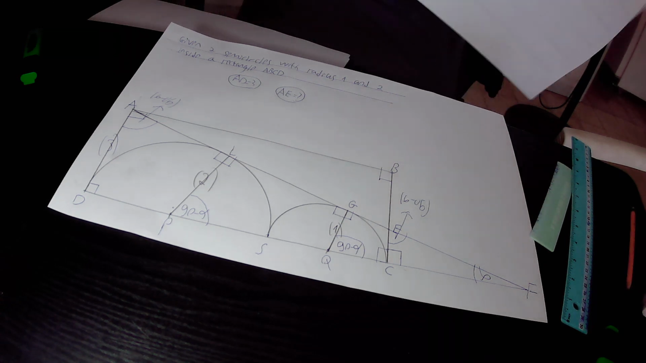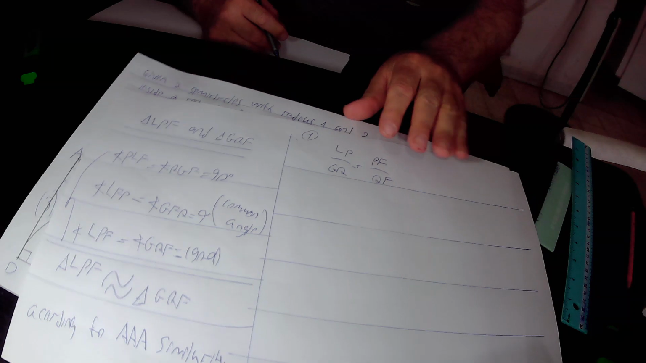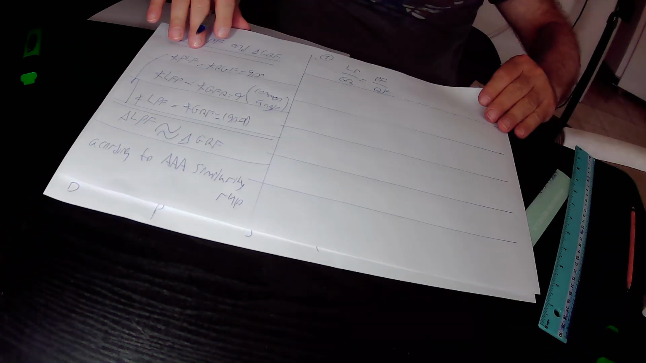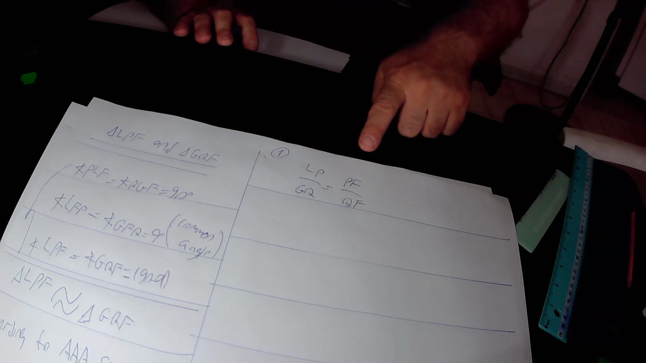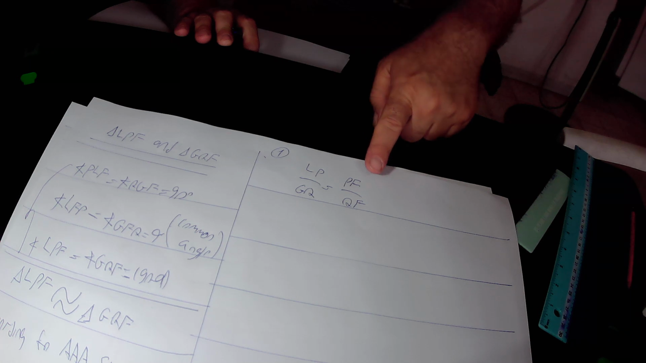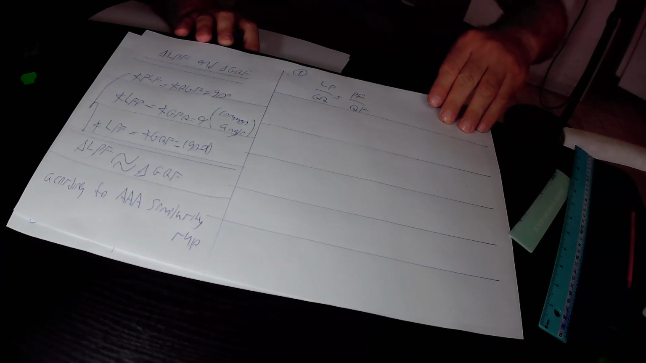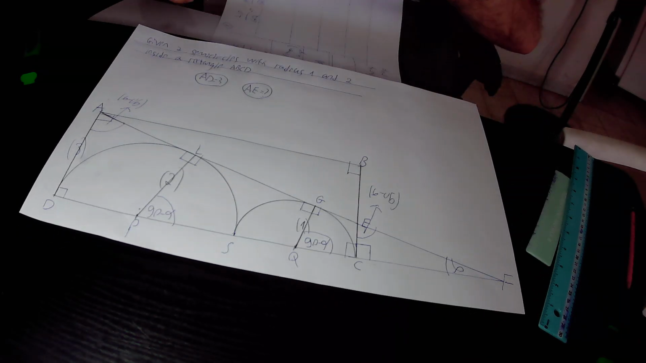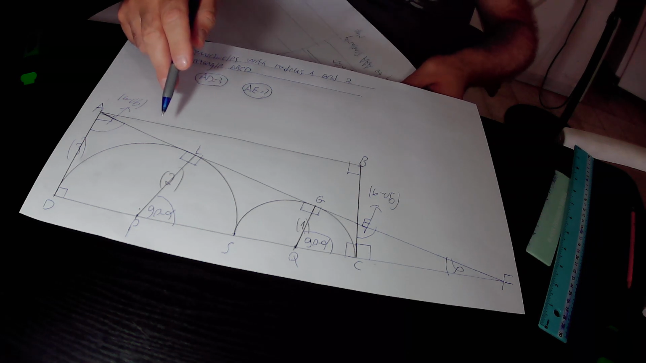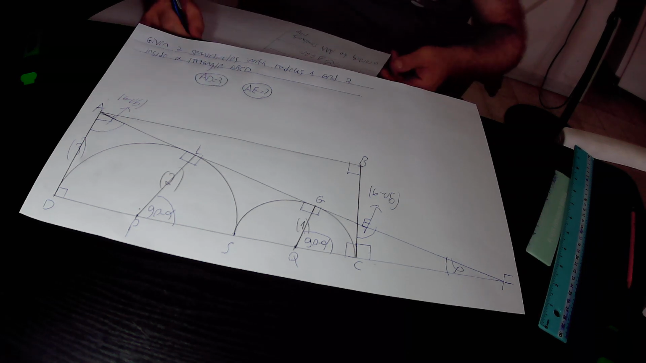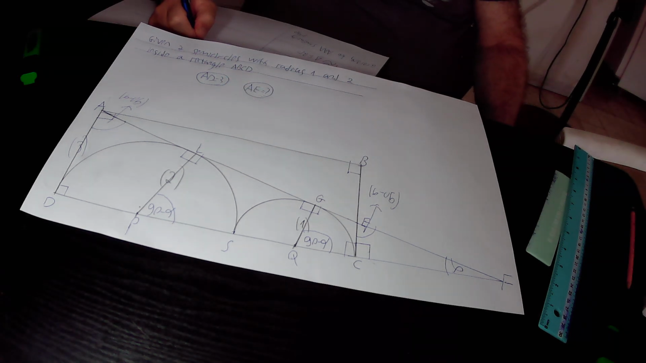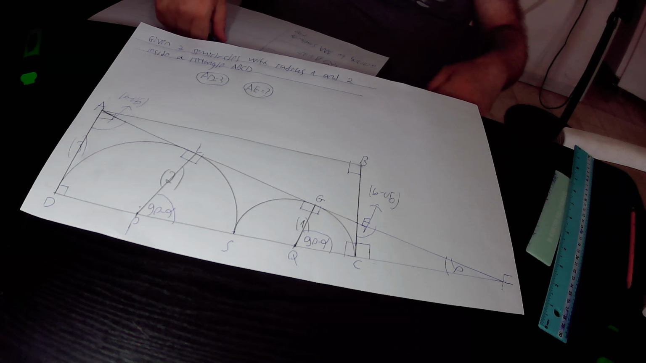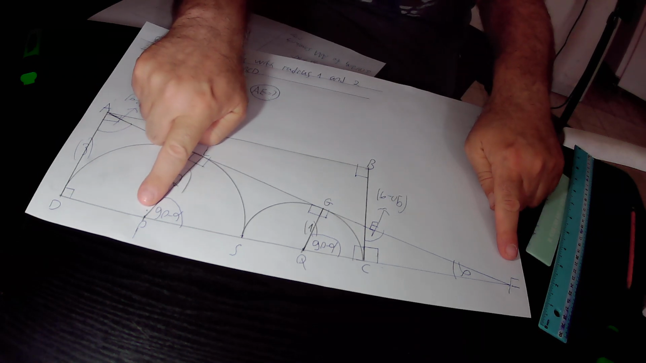So, repeat again. We divide that side LP in the big triangle over side GQ in the small triangle equals side PF in the big triangle over side QF in the small triangle. LP is the radius of the big semicircle, that is equal to 2 units in length, over GQ. GQ is the radius of this small semicircle, that is equal to 1 unit in length, and it is equal to PF. What is the length of PF?